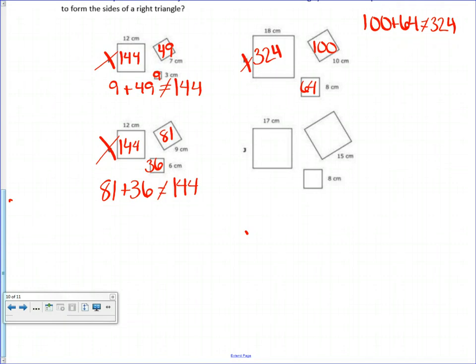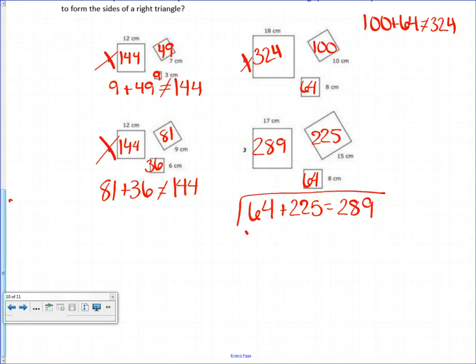And then on J, the side length of 8 is 64. 15 is 225. And then 17 squared, the area is going to be 289. If I add 64 plus 225, that does equal 289. So that is a true statement, so the answer would be J.